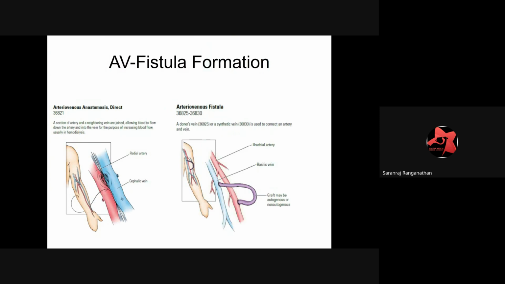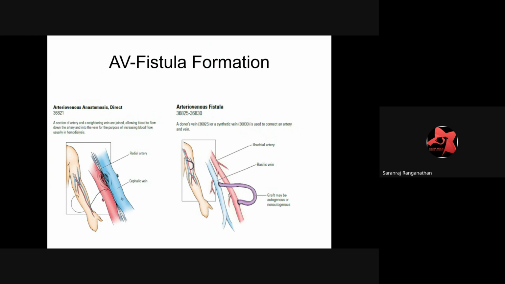Okay, then next one, AV fistula formation. AV fistula means, for the dialysis process, we are making a connection between the arteries and veins, and it will connect to the dialysis machine. Sometimes they will make this direct connection, which is used to be called anastomosis. Like that also they will do the dialysis process.